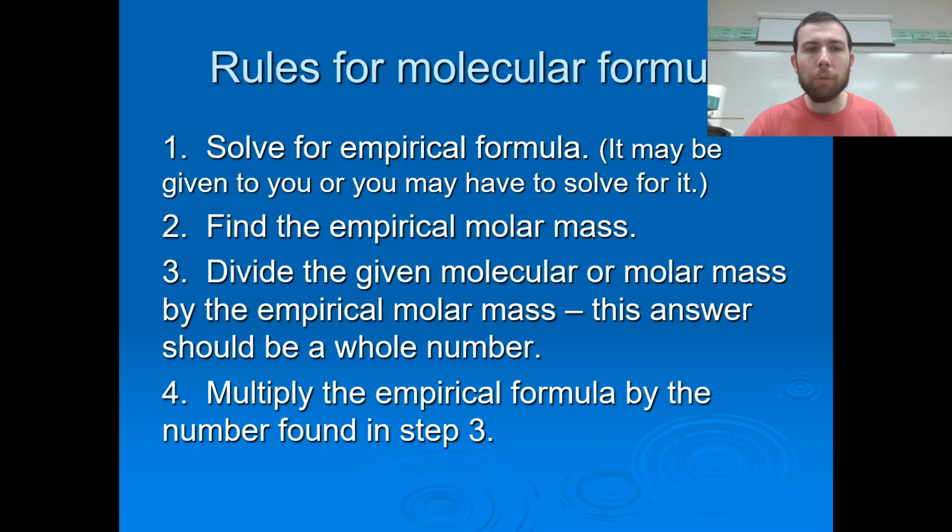And then, so once you get that whole number, you move on to step 4. You're going to multiply the empirical formula by the whole number that you found in step number 3 when you divided the molecular formula mass by the empirical formula mass. Excuse me. When you take the molar mass of your molecular formula and you divide it by the empirical formula mass that you found. I hope that makes sense. If you have questions, ask me in class. I think you understand what I was trying to say. I just kind of tripped myself up.